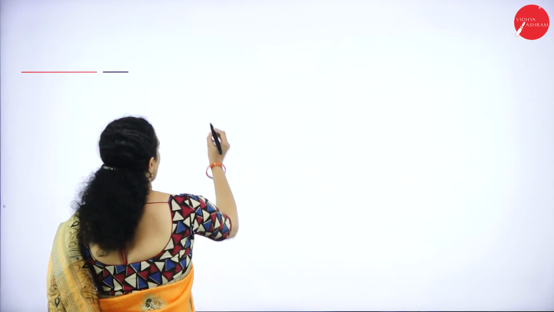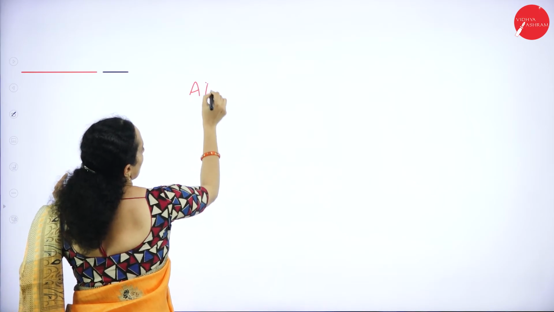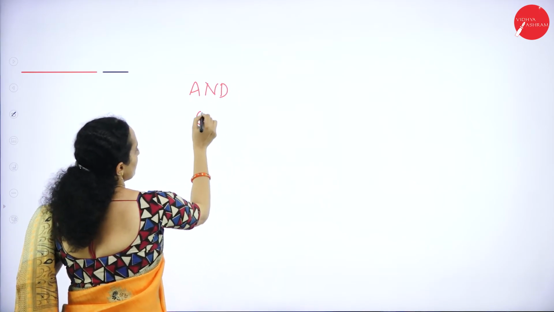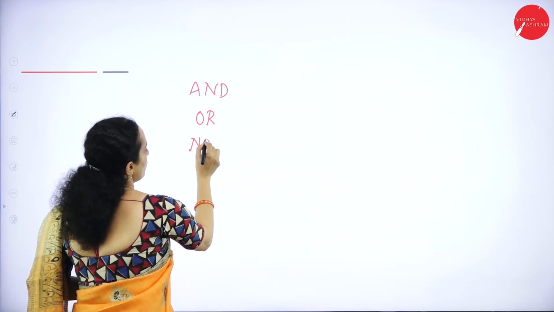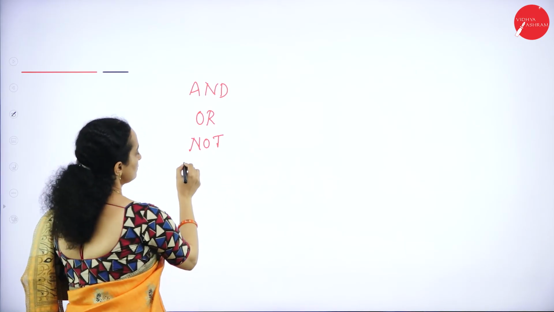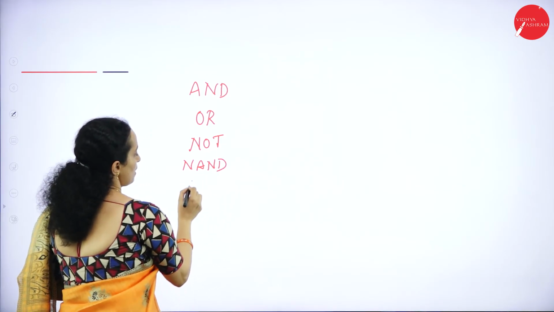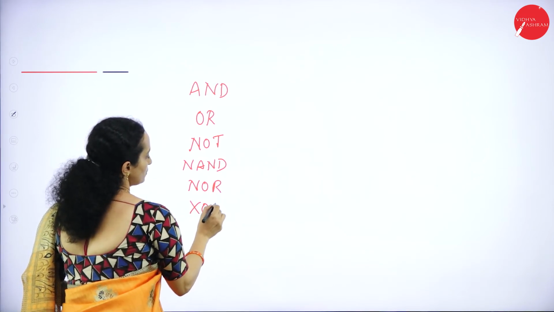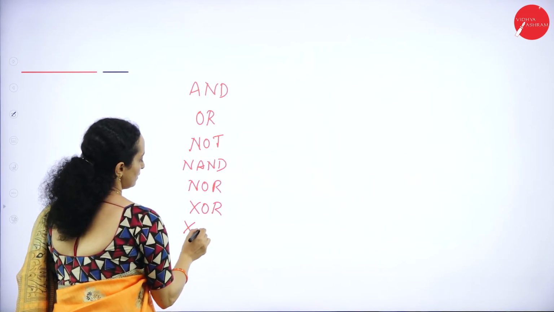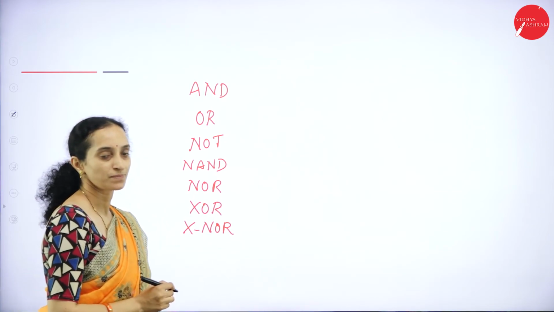If you check the summary, how many gates you can have: an AND gate, OR, NOT, NAND, NOR, XOR, and XNOR we use, isn't it?